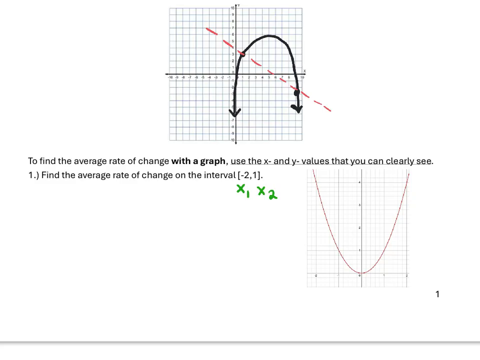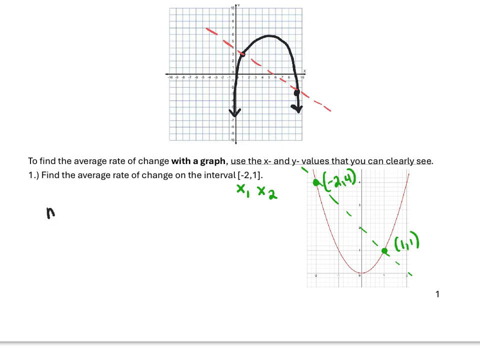So from -2, when x is -2, which will be here. So this is -2, 4. And when x is +1, so this is at 1, 1. So those are 2 x values that they're going to give you to guide where you're finding your average rate of change. Then we're going to find the slope of this line that connects these 2 points that we were given, and that will be our average rate of change.